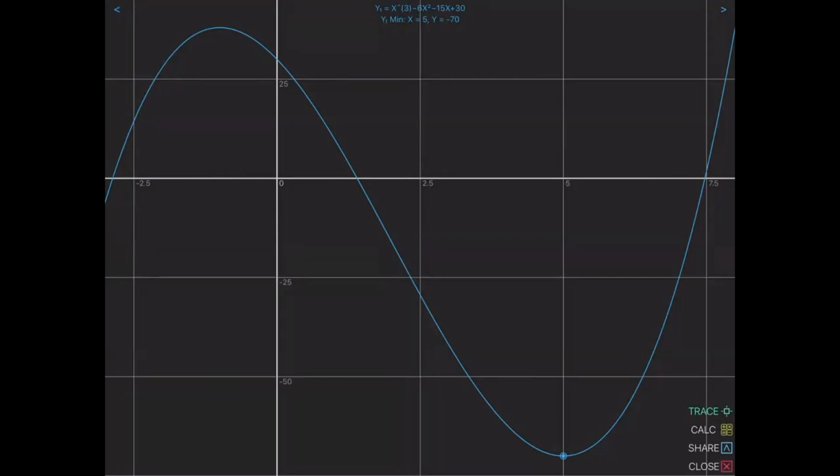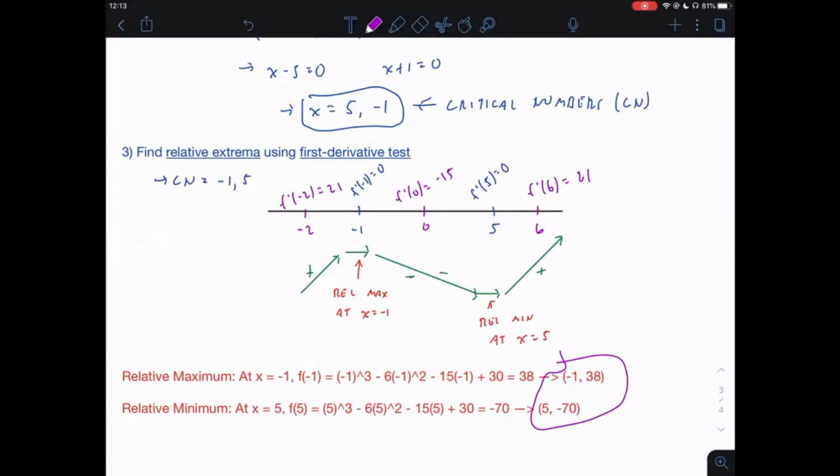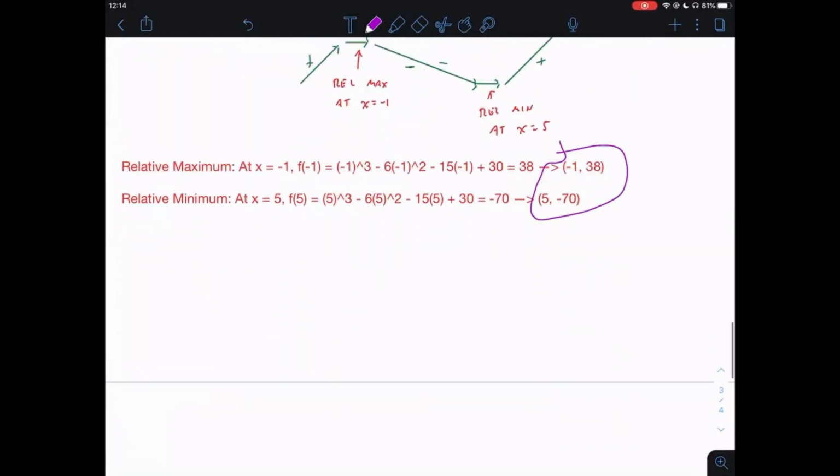Okay. So there we have a visualization of what we just found with those critical numbers. So again, we're trying to find here the hills and valleys of a function of x.